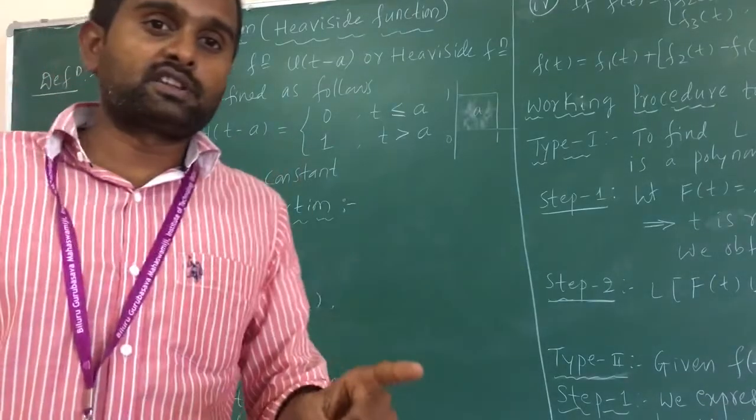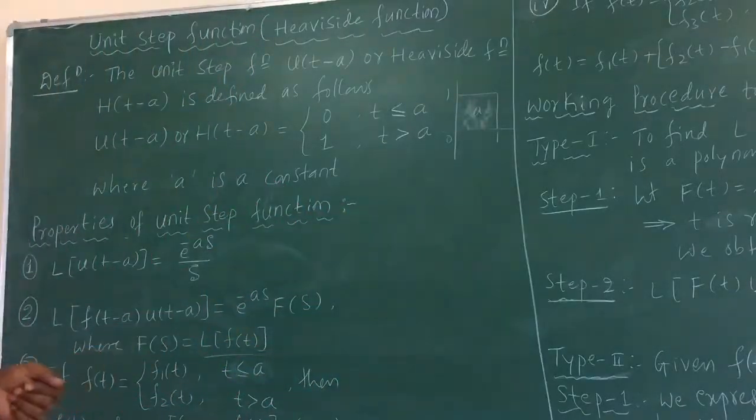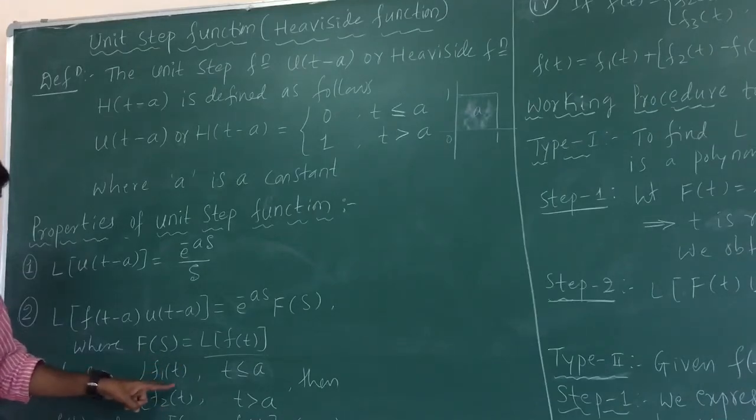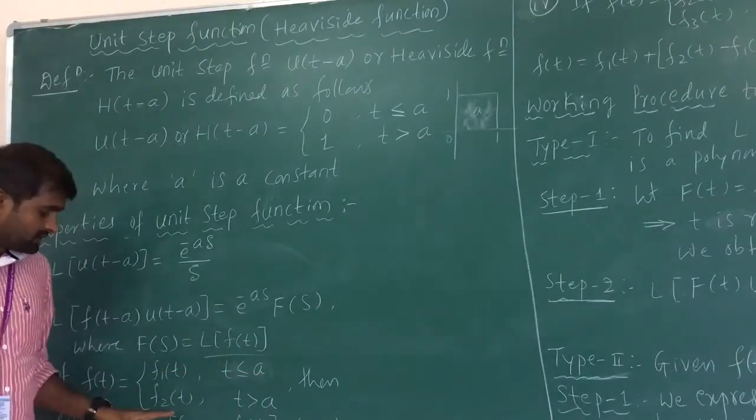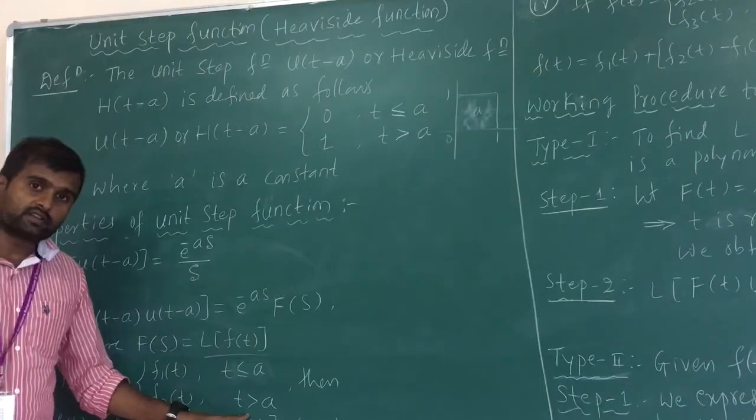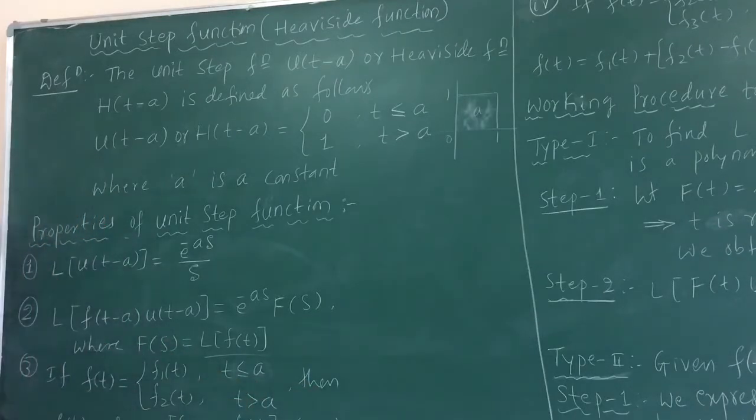When it is a discontinuous function, we use these two. See, if f of t equals, here we have a discontinuous function, f1 of t and f2 of t, two such functions. f1 is in the interval t less than or equal to a, f2 is for t greater than a. However, if we have a discontinuous function, we make it a continuous function using the unit step function.